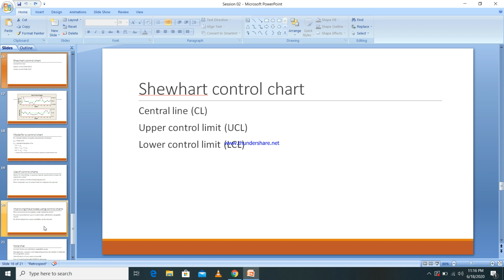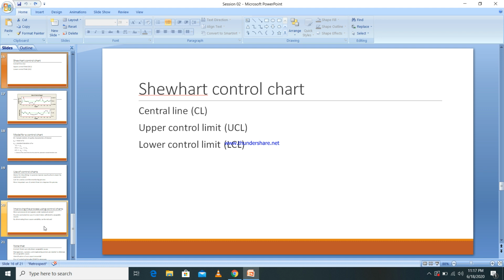And then the next point is, in order to find out whether your process is in control or out of control, in statistical process control, one very important tool that we use is known as control charts. The control chart was introduced by Shewhart. So that is the Shewhart control chart.